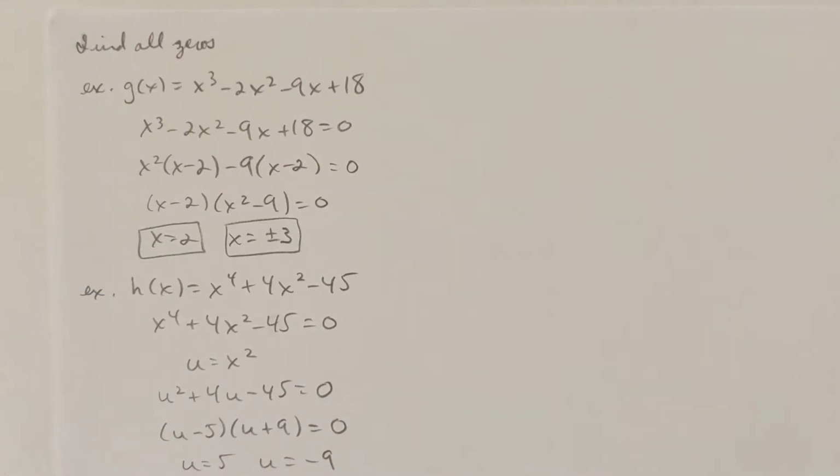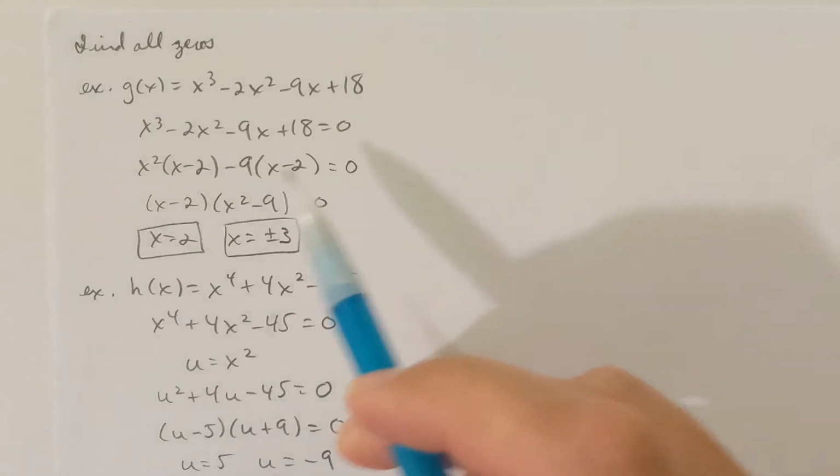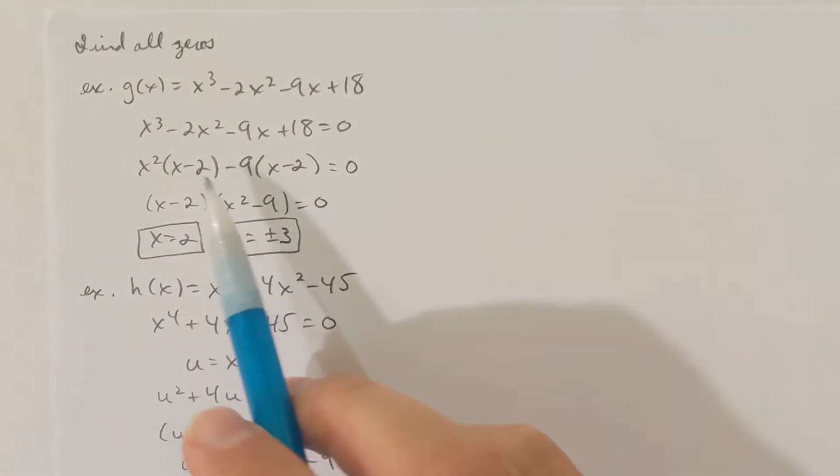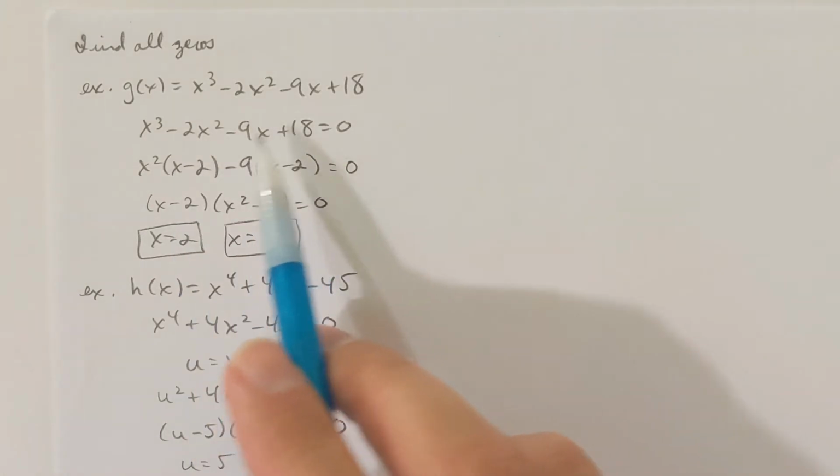Okay, this is section 4.2 and 4.3. We're going to find all the zeros. For example, g of x equals x cubed minus 2x squared minus 9x plus 18. Well, the first thing I do is set this equal to 0. And now this is going to factor nicely as x minus 2 is in common to these two groups.